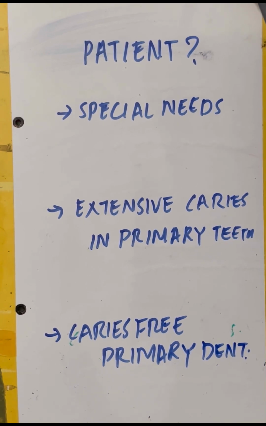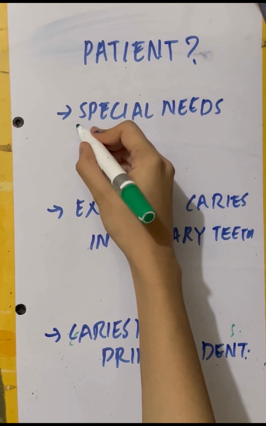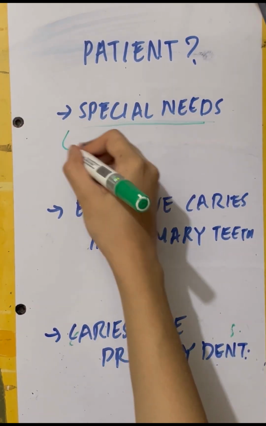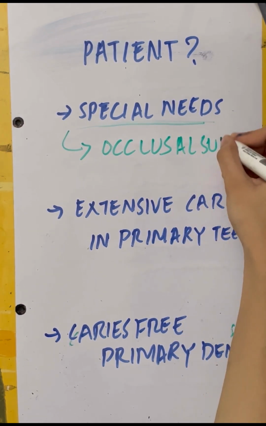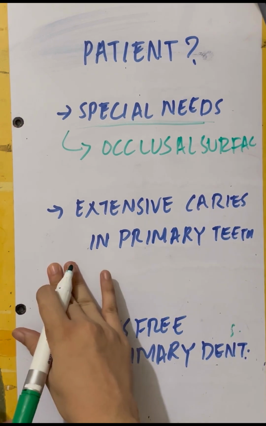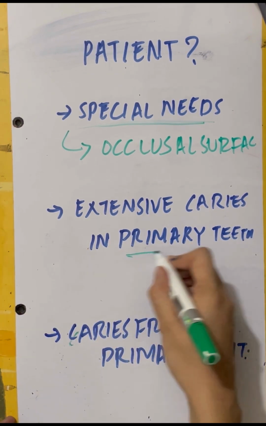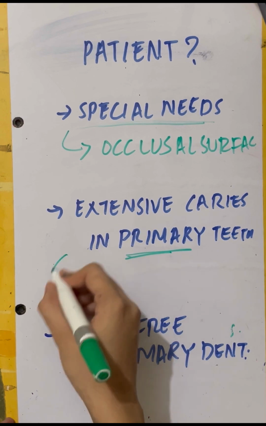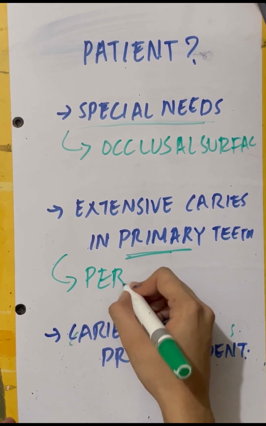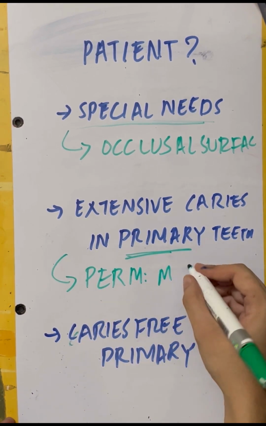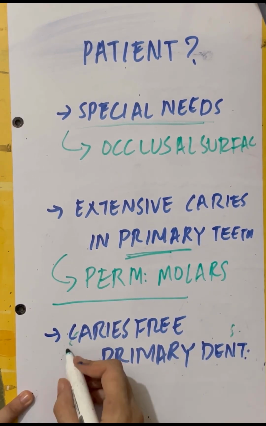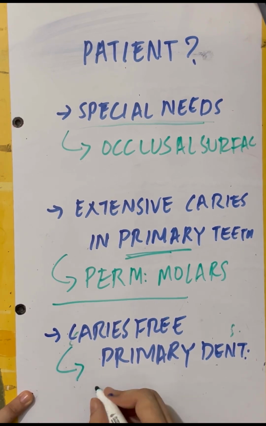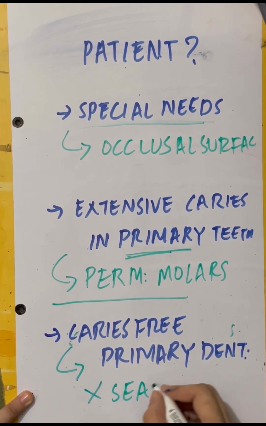So the question arises, what kind of patients need fissure sealants? The first is special needs patients. What we will do is seal all the occlusal surfaces of permanent teeth. If a child is having extensive caries in primary teeth, we will seal all the permanent molars as they erupt. And if a child is having caries free primary dentition, we will not seal the permanent molars.